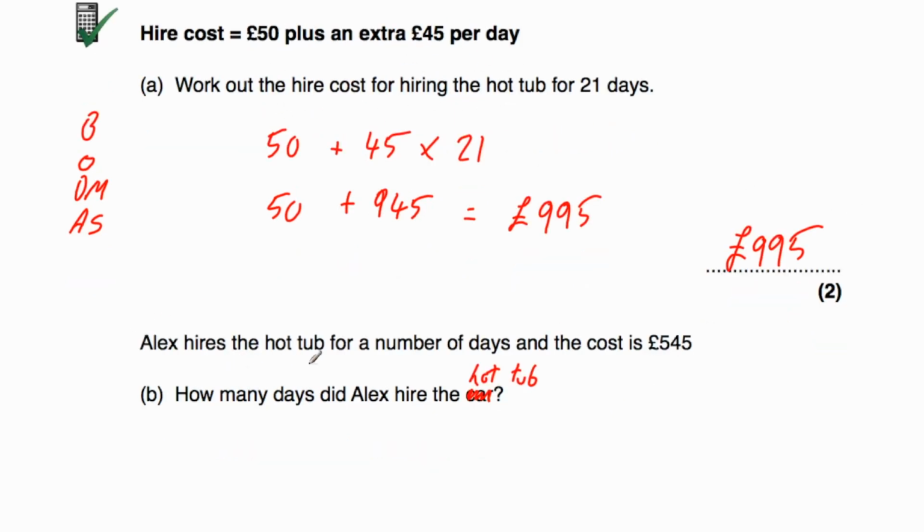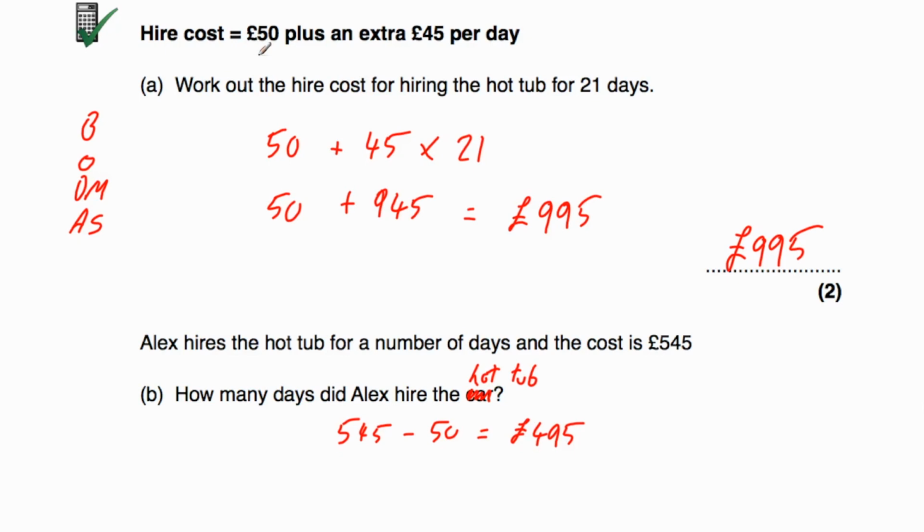And we're now told Alex hires a hot tub for a number of days and the cost is £545. So we're not told how many days he's hired it for, but we're told the cost. And part B says how many days did Alex hire the hot tub for? So first of all, we know that whenever we want to work out the cost of hiring it, we take the number of days, we multiply it by 45 and then we add on 50. So let's take the final price and take off the £50, that set fee. So 545 take away 50 is equal to £495.